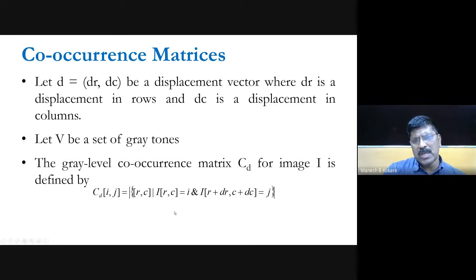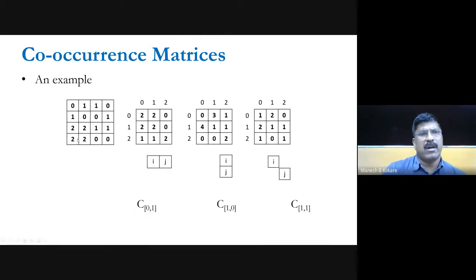How those values change here will be clearer with an example, because this relation is decided by the user, in what way you would like to have the co-occurrence matrix. So take the example here: this is your original image I, having intensity values like 0, 1, 1, 0 and so on. Here the intensity values range from 0 to 2, so 0, 1 and 2 are there, and the size of the image is 4 by 4, meaning the number of rows is 4 and the number of columns is also 4.